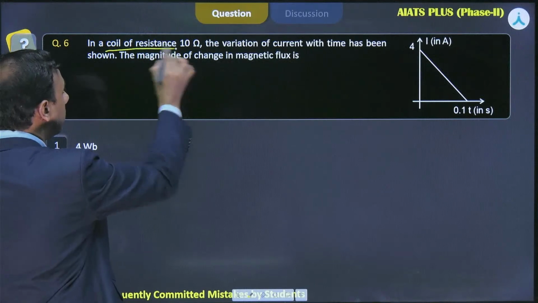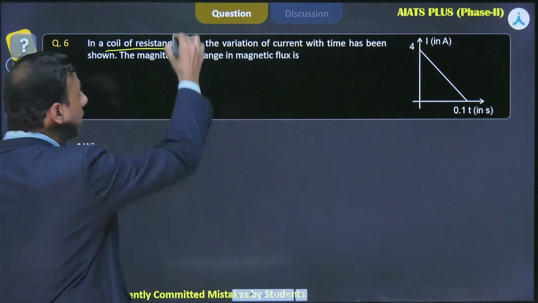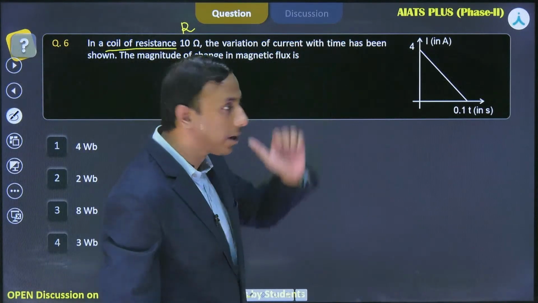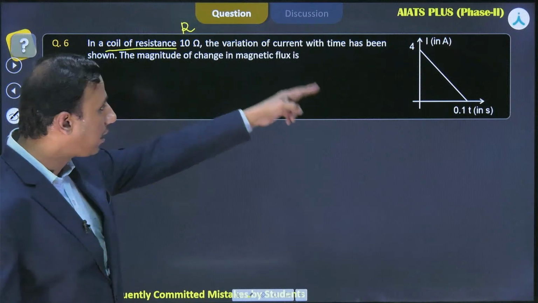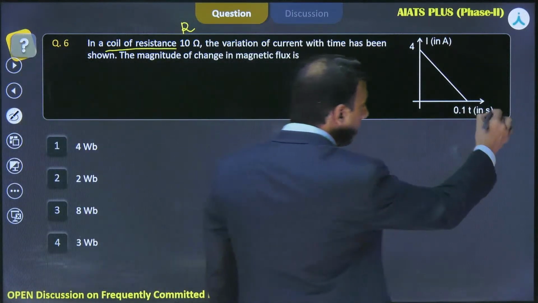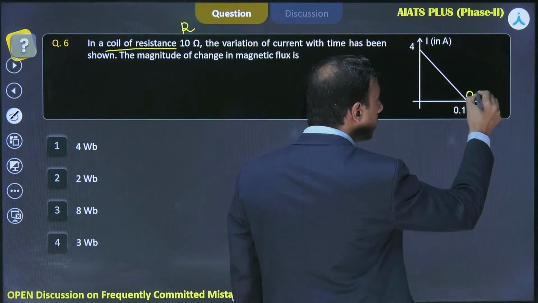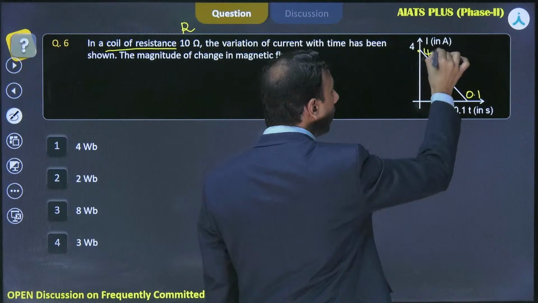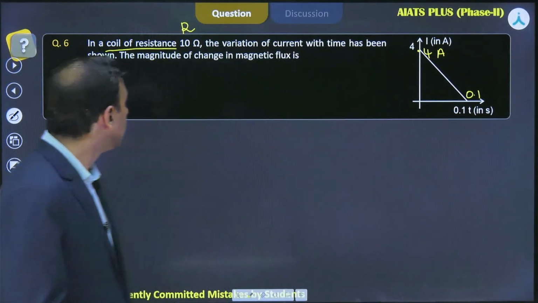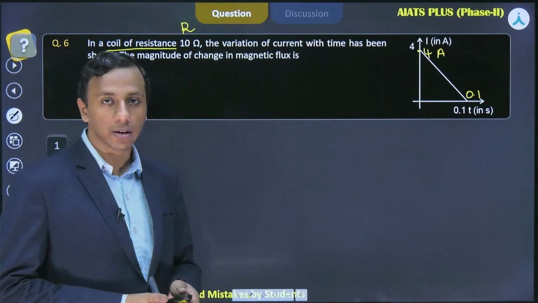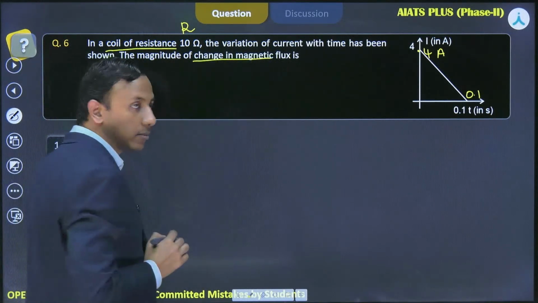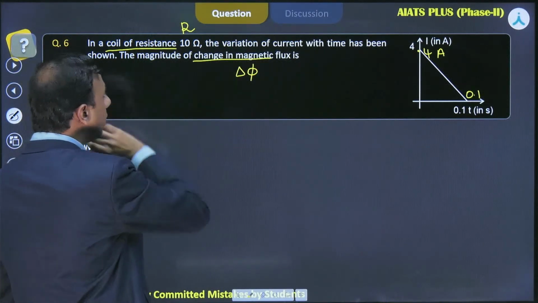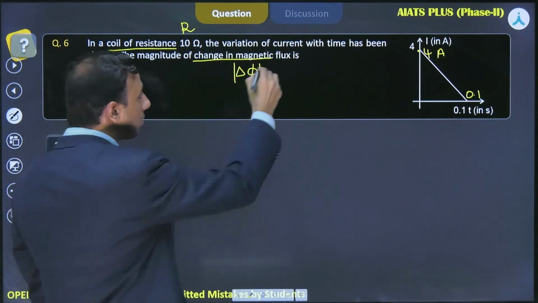Let's do another question. You have a coil of resistance 10 ohm, so R is 10 ohm. The variation of current with time has been shown. Time is in seconds, and this is 0.1 seconds, and this is 4 ampere. They are asking for the magnitude of change in magnetic flux, delta phi. This is what they are asking, isn't it?